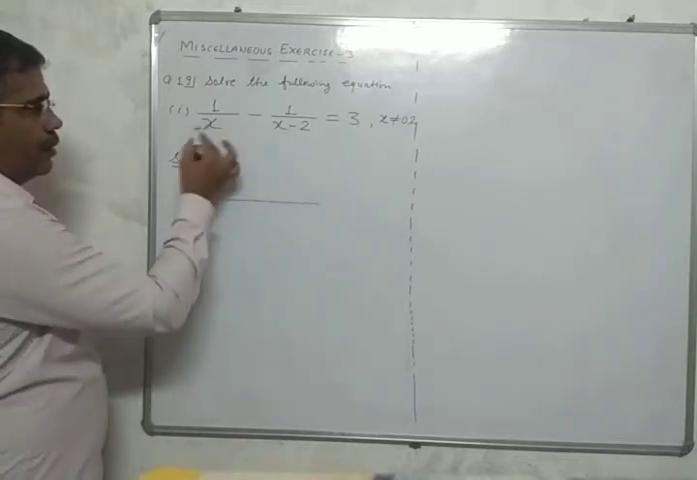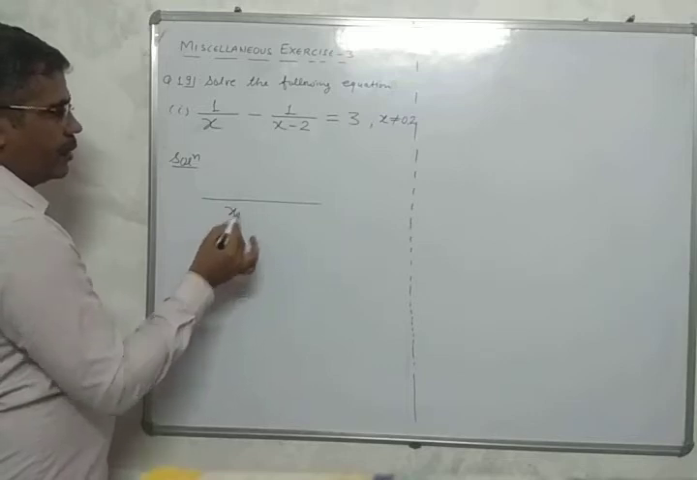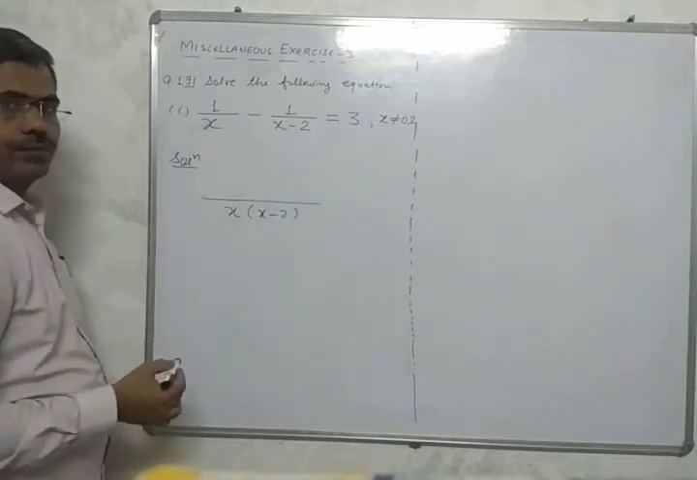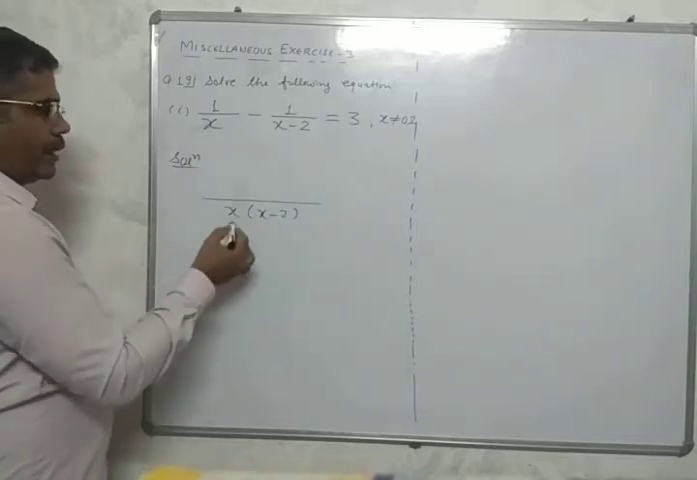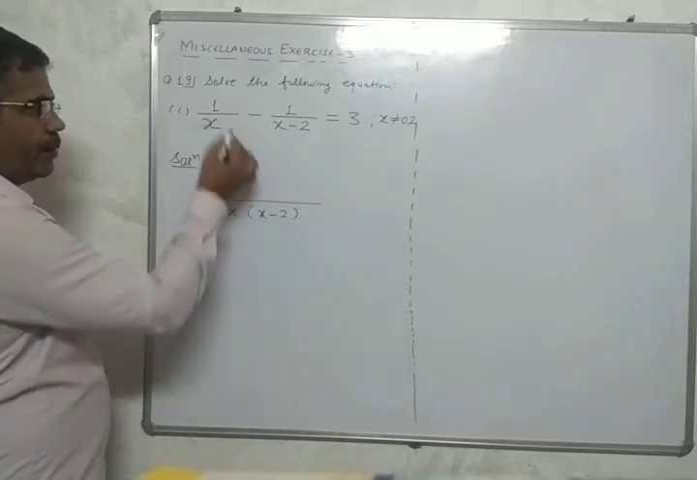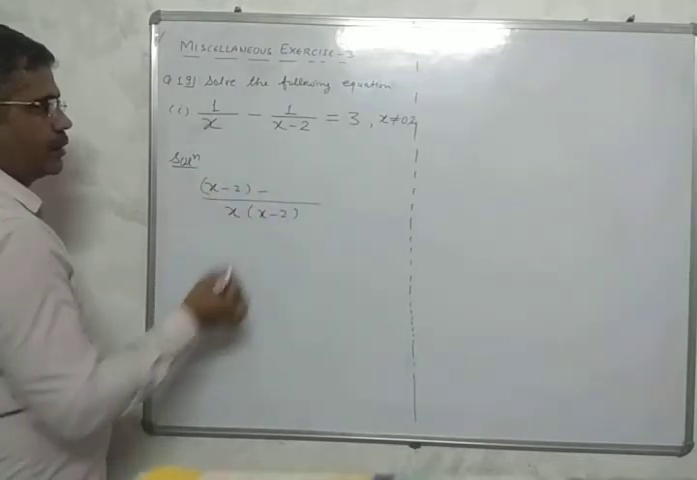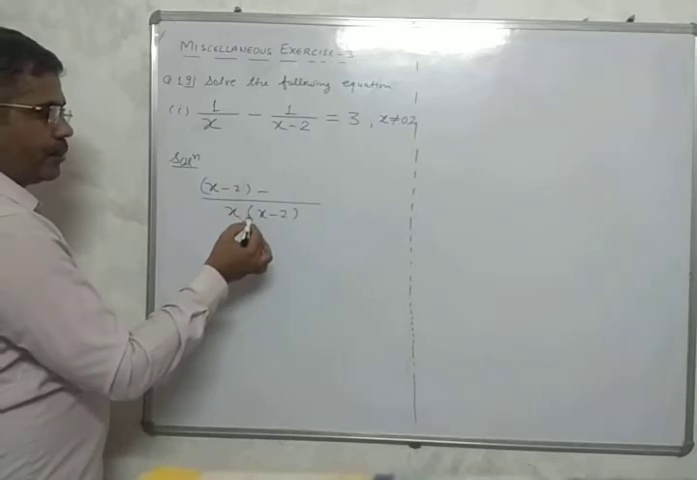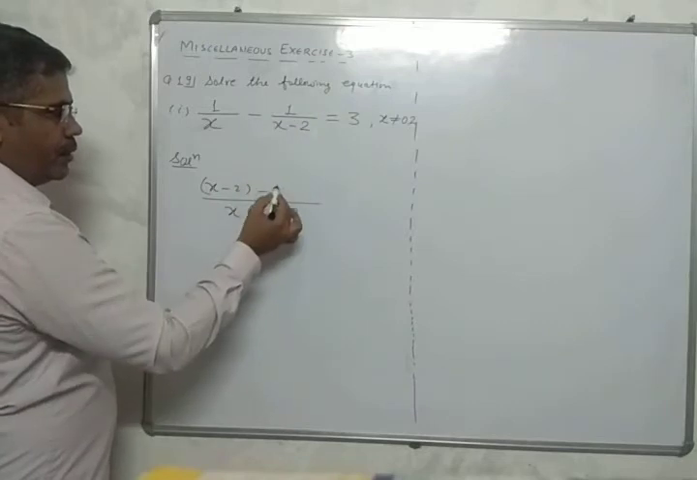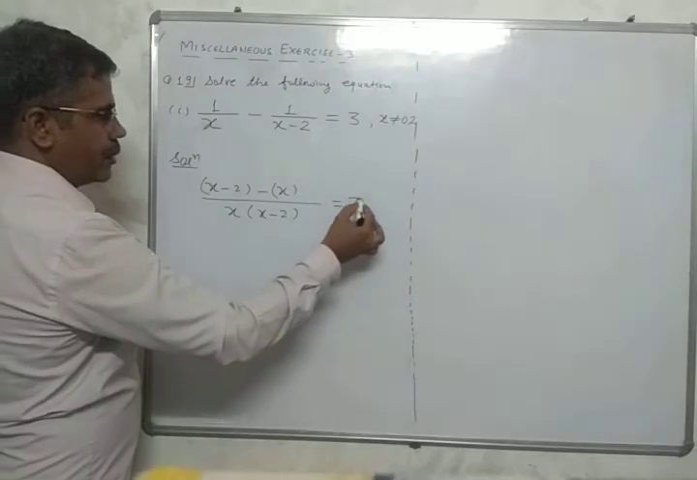these denominators. We have x into x minus 2. If we divide x minus 2 by x, we have x minus 2, and x minus 2 multiplied by 1, x minus 2, minus again x into x minus 2 divided by x minus 2, we have x multiplied by 1, we have x equals to 3.